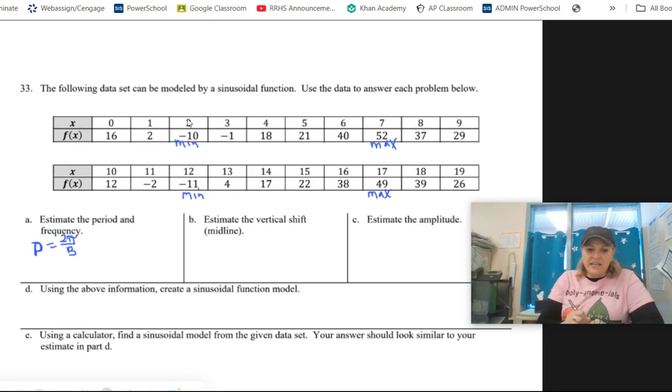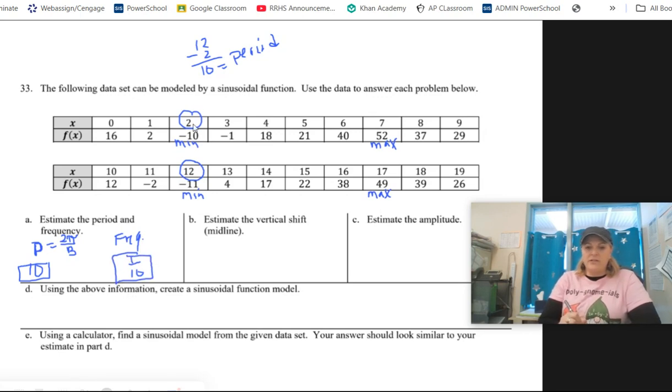So it looks like if I have a min at 2, and I'm already at another min at 12, between 12 and 2 there's a distance of 10 for the period. When we're looking for the b term, we'll use that. But for now, the period is 10. And then frequency. The frequency is always the reciprocal of the period. So frequency is 1/10.